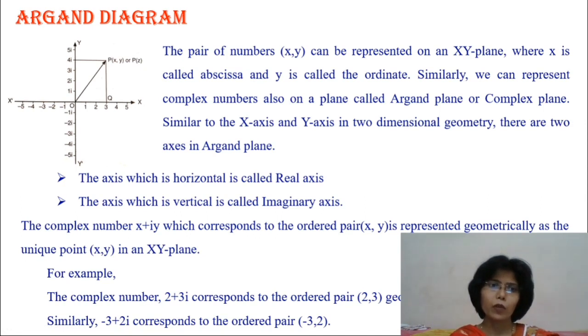The complex number x + iy corresponds to the ordered pair (x, y) and is represented geometrically as the unique point (x, y) in the xy plane. For example, the complex number 2 + 3i corresponds to the ordered pair (2, 3) geometrically. Similarly, -3 + 2i corresponds to the ordered pair (-3, 2).